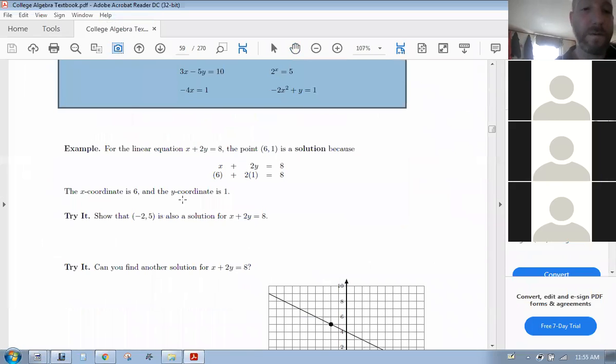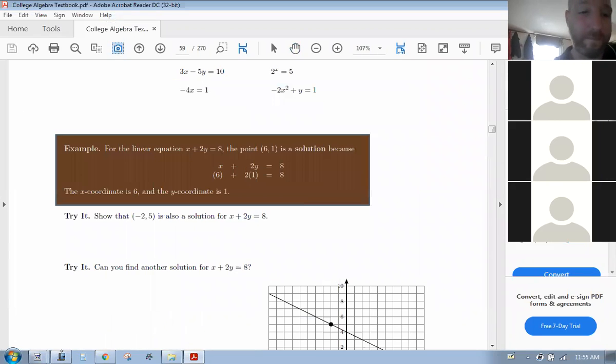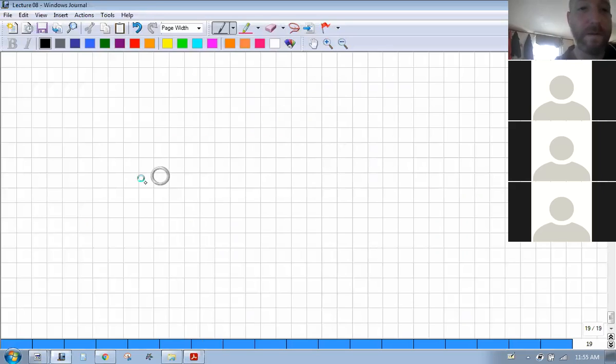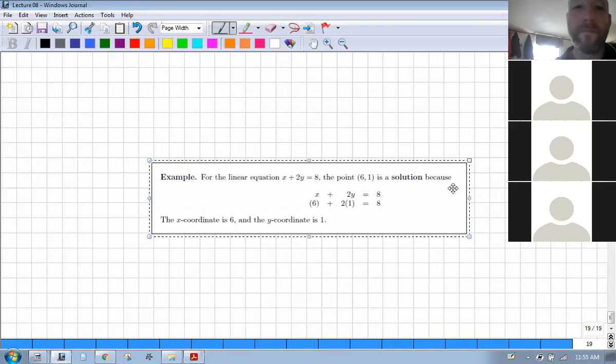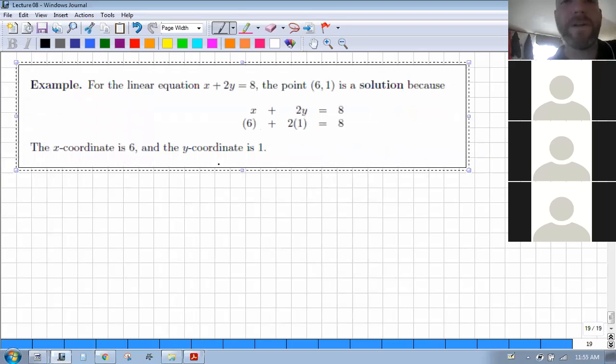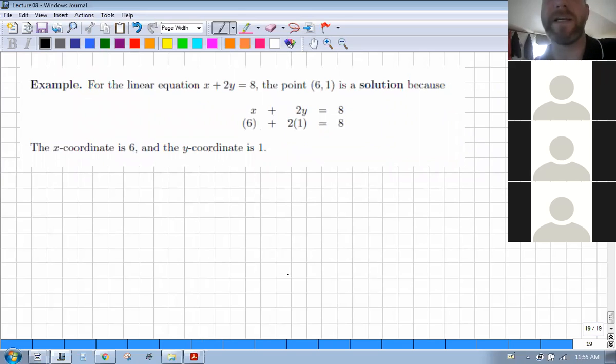So, example. For this linear equation, x plus 2y equals 8, this point (6, 1) is a solution, because if you plug the 6 in for x and you plug the 1 in for y, 6 plus 2 is 8. The left-hand side equals the right-hand side.